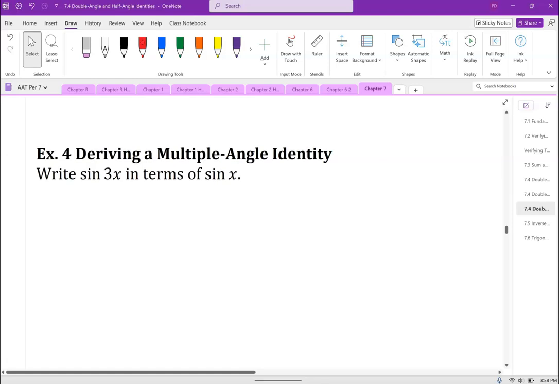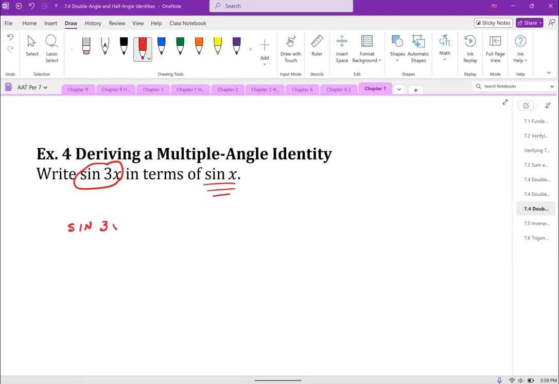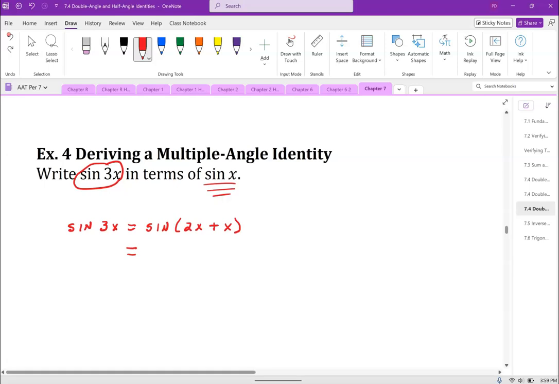So deriving multiple angles. So no longer a double angle, but 3x. So it's a triple angle. It says write sine 3x in terms of sine x. So we want to take this and use only sine x's to write it. So I'm going to start by rewriting 3x as the sum. I'm going to say, okay, that's the sine of 2x plus x. And the reason I do that is now I have a double angle and a single angle, and I have a sum identity. So I can use my sum identity for sine to break this up.